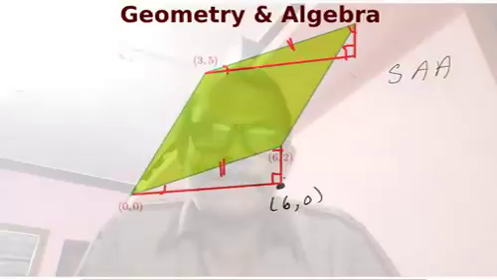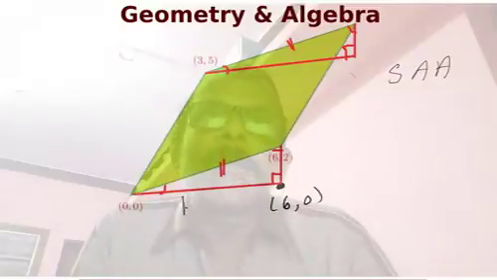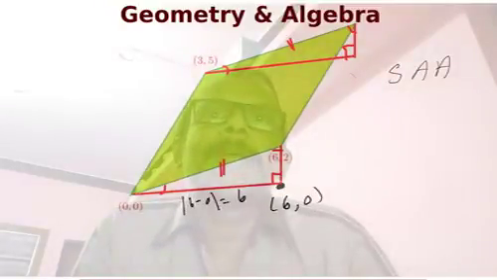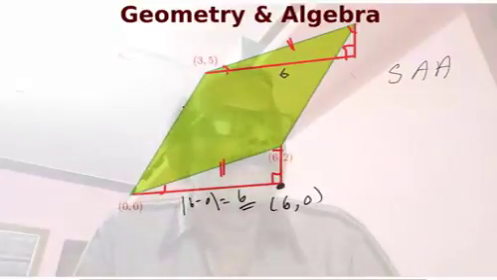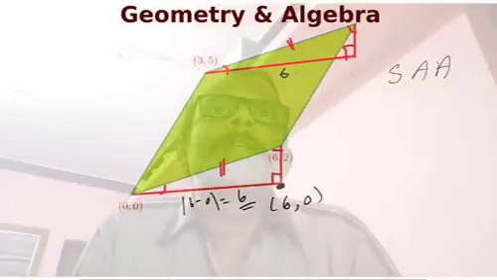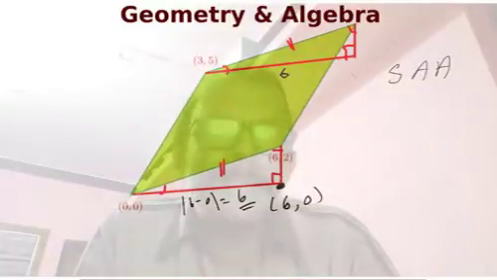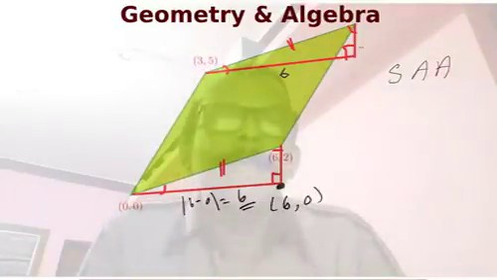So we got the coordinates of the endpoints of this line. Its length can be calculated as modulus of 6 minus 0, which is equal to 6. If this line is 6, this line also will be how much? 6. So this line has a length of 6 units, and one of its endpoints is (3, 5).